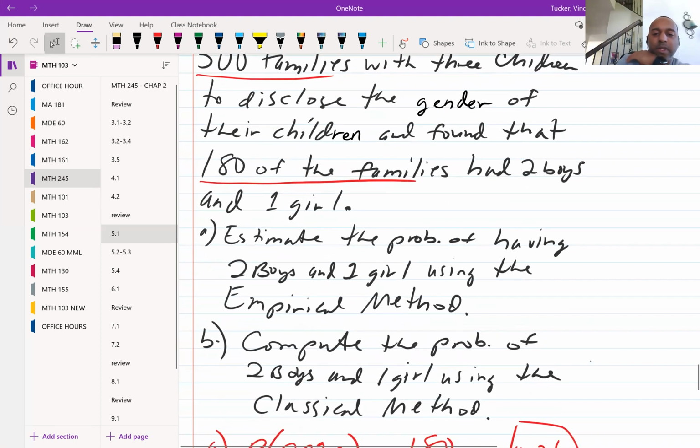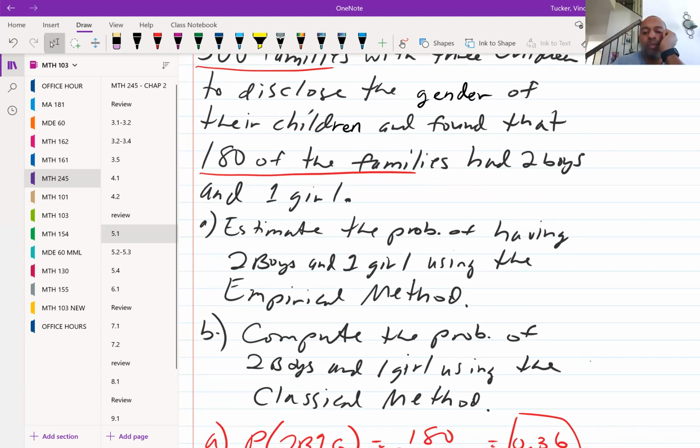All right. Then compute the probability of 2 boys, 1 girl using the classical method.